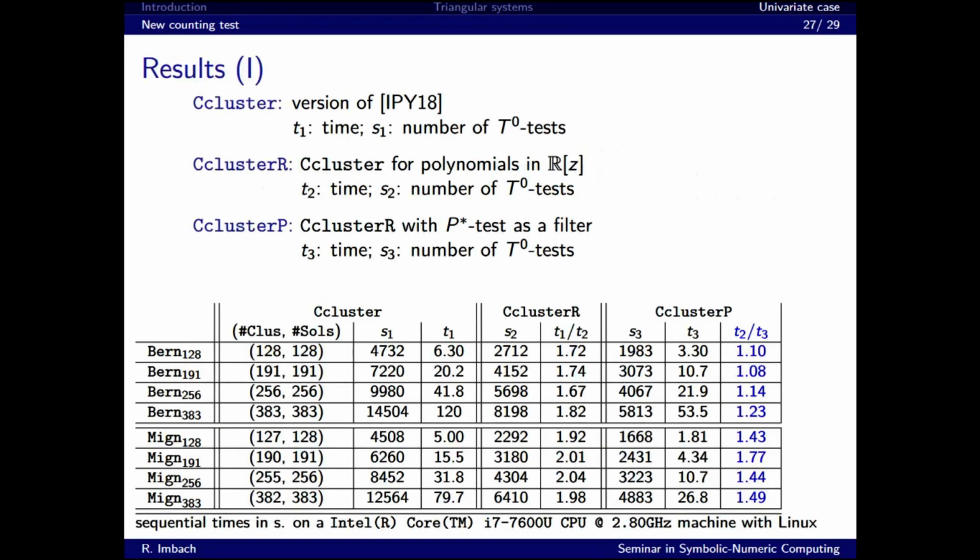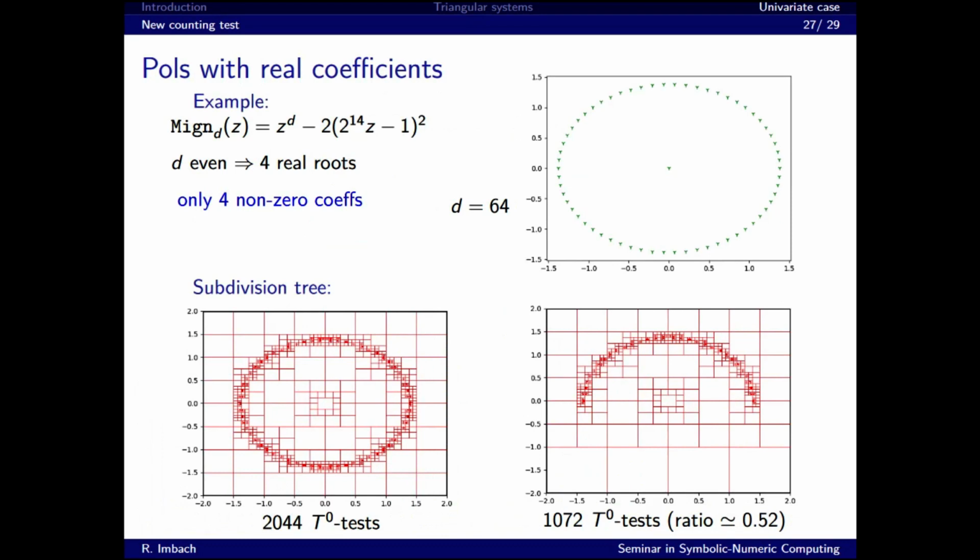And let's give some times about using this P-star test as a filter. The version of Ccluster that uses this is Ccluster P. And this is the improvement in terms of running time that is allowed by this P-star test as a filter. So it's quite interesting for Mignotte polynomials, but not that much for Bernoulli. It's because Mignotte polynomials can be evaluated very fast because they are sparse.